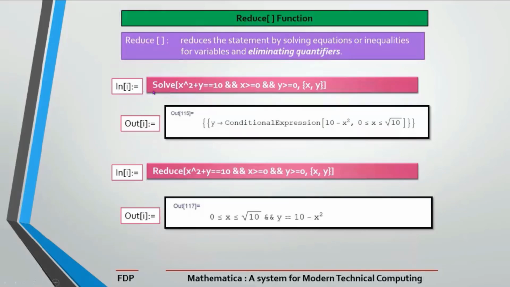First understand the solve and then why we need to use the reduce function. So first see the solve. So you have solution for x square plus y square equal to 10 and x is greater than 0 and y is greater than 0. Then you will get this answer, right? Whenever you will do solve for this system, you will get this one.